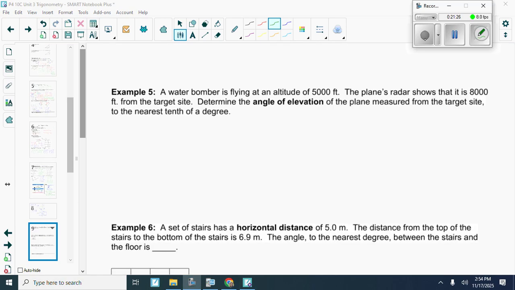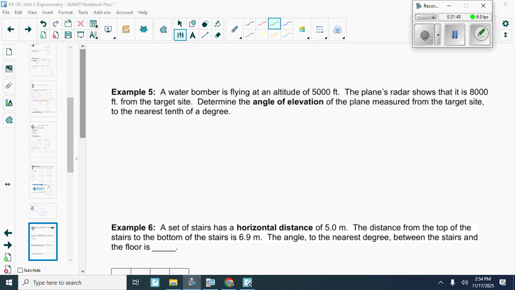We're on example number 5. We have a water bomber, which is a type of airplane. It's flying along at an altitude. Some of the questions might use vocabulary that maybe you're not very familiar with, so we have to interpret these word problems to then draw out our triangle. Altitude just means how high it's traveling. So that's your vertical distance.